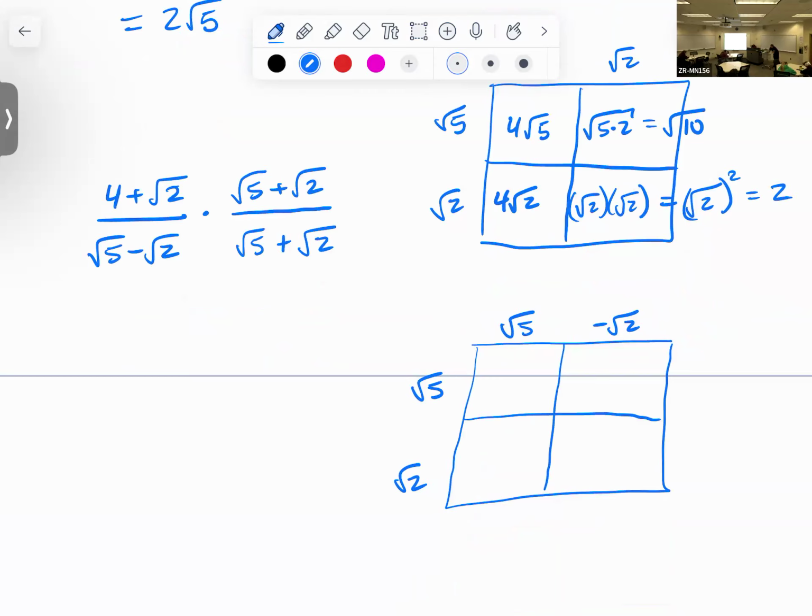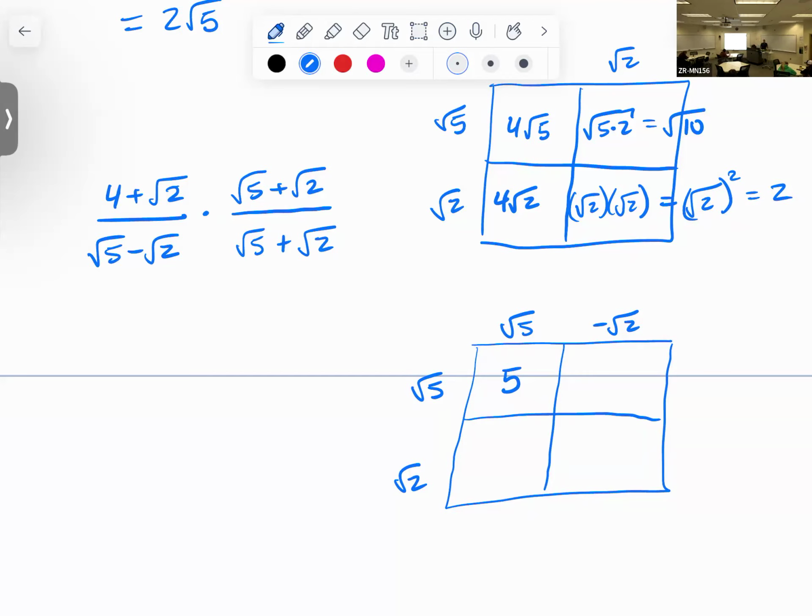All right, similarly, the top one is actually more difficult than the bottom one. Root 5 times root 5 is root 25, which is 5. The square root of 25 is 5. But this is the same principle we had right here. Root 2 times root 2 is root 2 squared, which is 2. Root 5 times root 5, 5.